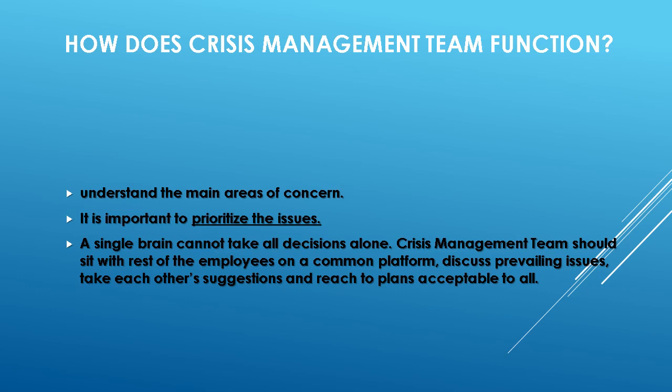Then it is important to set the priorities and rearrange the important issues that have to be discussed during or after the crisis happens. This will help us limit the effects on the employees as well as the external audiences of the organization. A single brain cannot take all the decisions alone. It shows us the importance of distributing the tasks among all the crisis management team members.